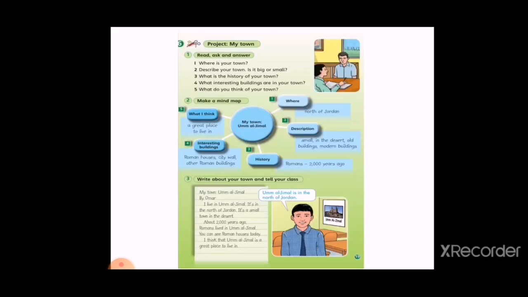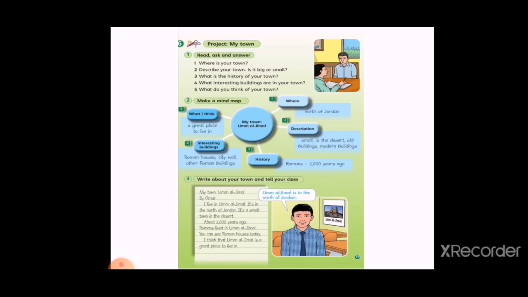Okay. I need you to open your student book, page 19. Exercise 6, Project: My Town. In this exercise, you are going to make your own project about your town. Can you remember Samira's project in the previous lesson? She wrote two paragraphs about her town, Amman. Today we're going to learn how to write a project about your town.